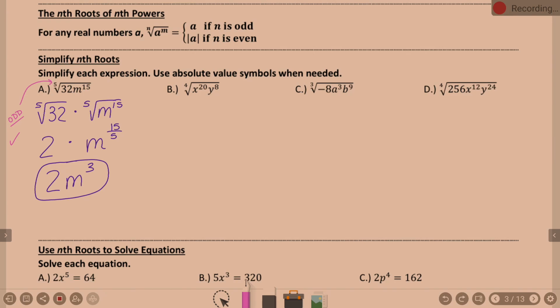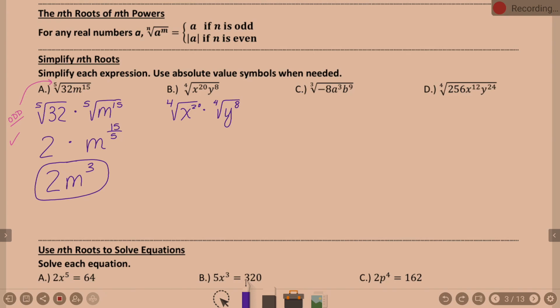B is the fourth root of x to the 20th, y to the 8th. Do you want me to split it up as two separates? Yes. No, you don't have to, but just realize this is the 4th root of x to the 20th times the 4th root of y to the 8th. I look at that and I fear I'm lost. So it's x to the 5th times y to the 2nd.